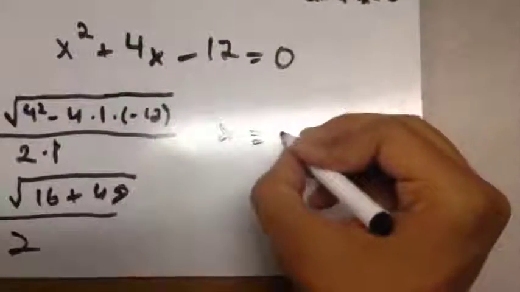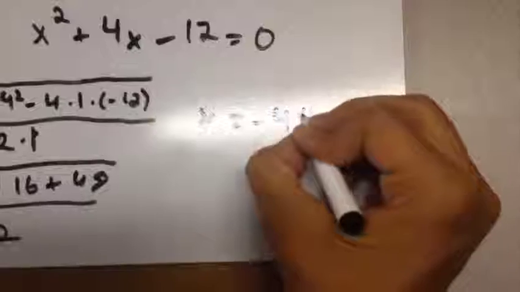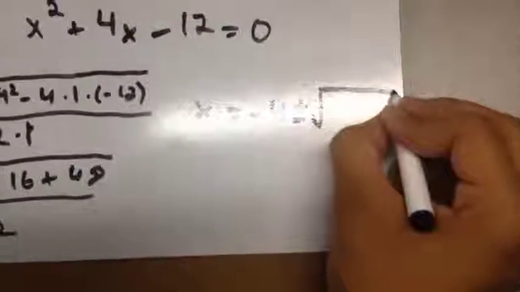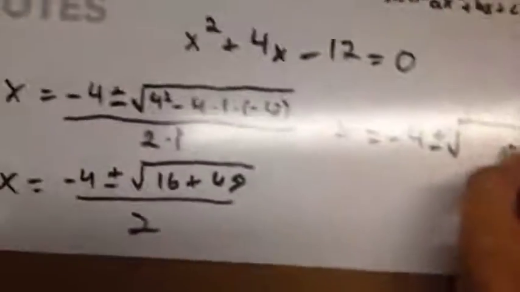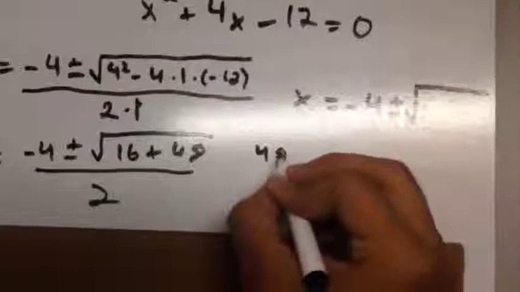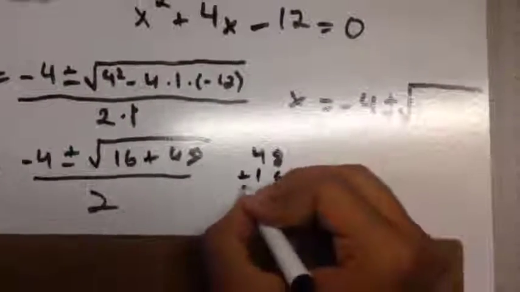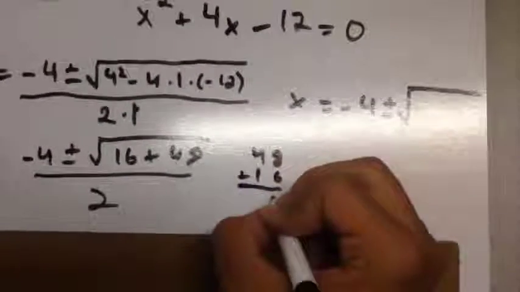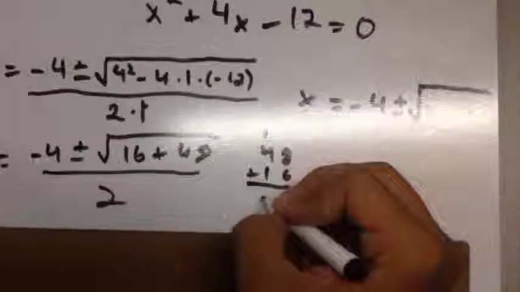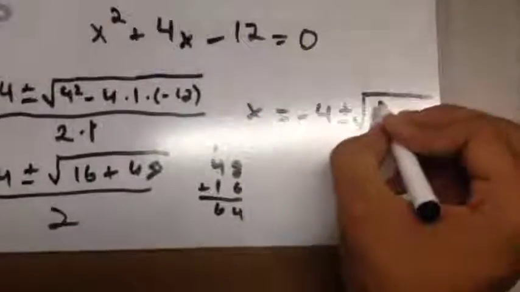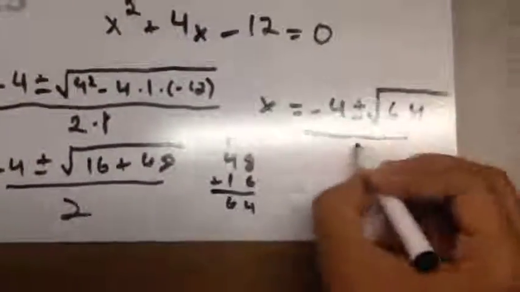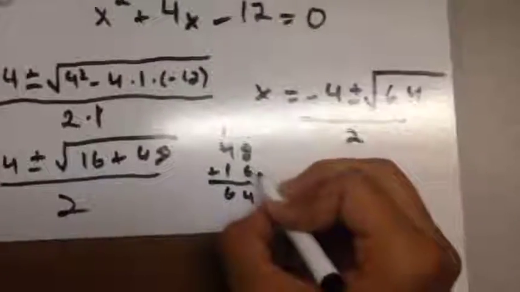So now we're going to get x equals negative 4 plus or minus the square root of 16 plus 48. Let's add that up real quick. 48 plus 16 equals, just do the math, carry the 1, and add that all up, 64. So now we have square root 64 all over 2.